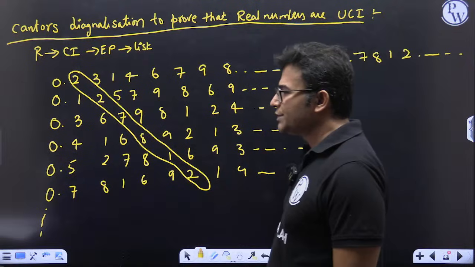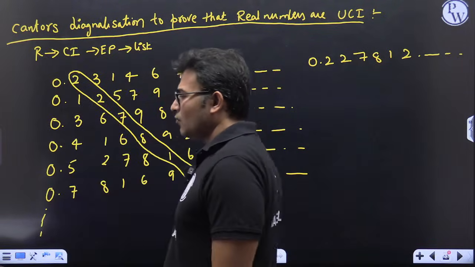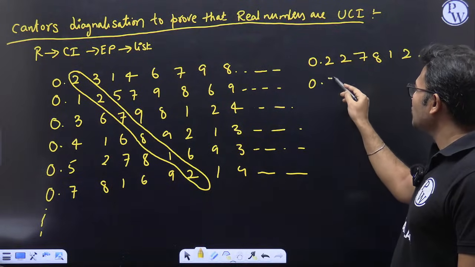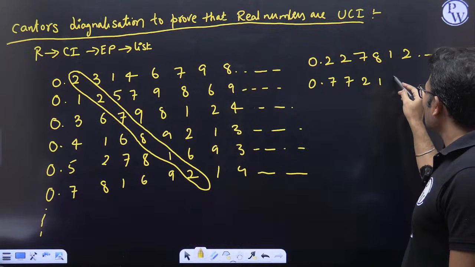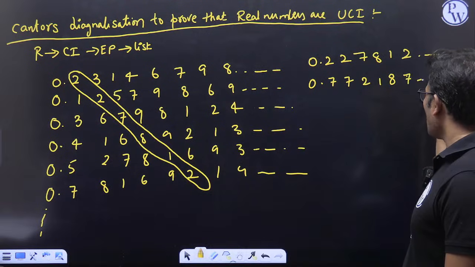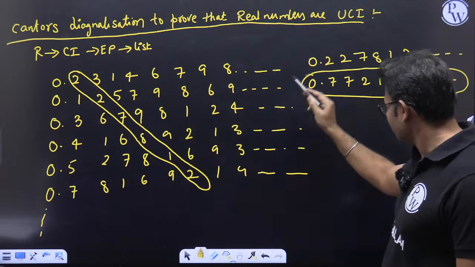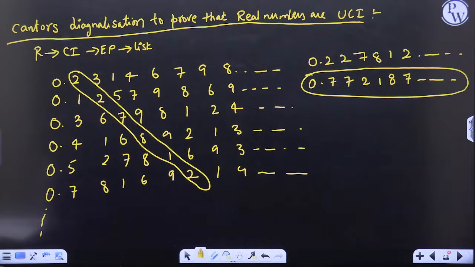Now for every digit, I will take the 9's complement, which means the 9's complement of 2 is 7, of 2 is 7, of 7 is 2, of 8 is 1, of 1 is 8, of 2 is 7, so on. Now, this is a new number I got. Understood this?